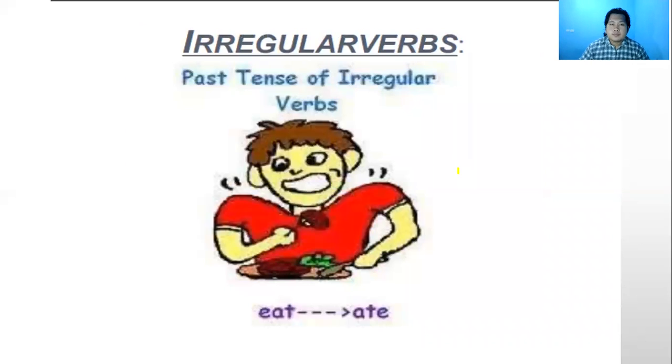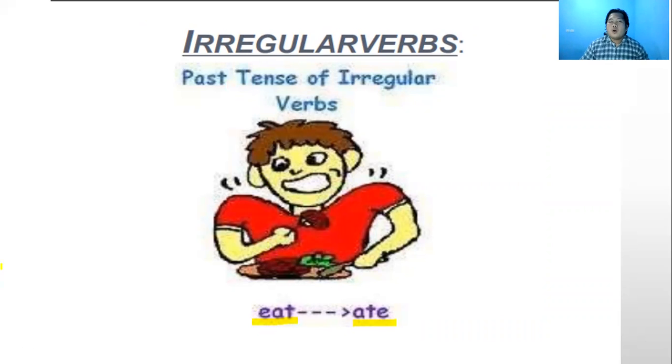Okay, next. This is how to make the past tense of irregular verbs. Earlier we talked about regular verbs, where we add d or ed to make the past tense of the verb. Now, with irregular verbs, let us find out how to make the past tense of an irregular verb. So we have here eat. The past tense of eat is ate.